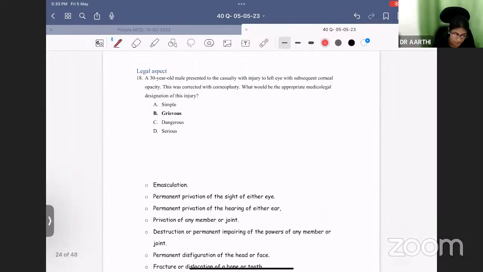Okay. Next, they have asked whether this injury is grievous or not. So we will revise what a grievous injury is and look into the question. A 30-year-old male presented to the casualty with injury to the left eye. Corneal opacity has come. Corrected with corneoplasty. So the court takes the natural course. Okay, and even if corneoplasty is done, it does.